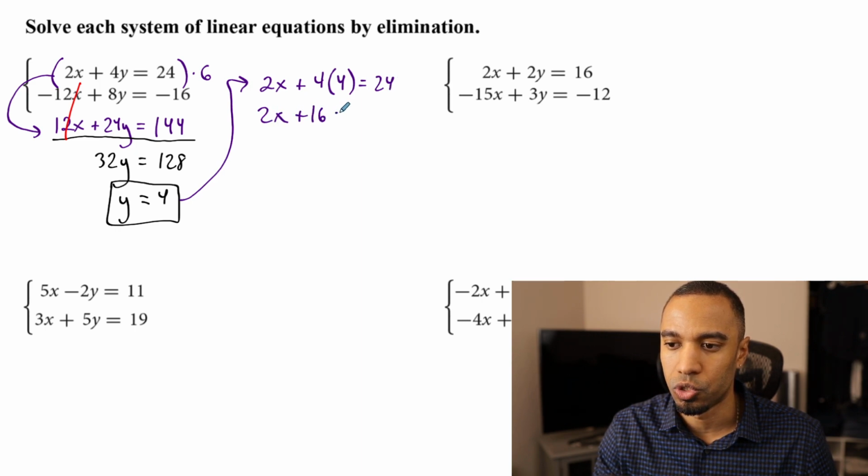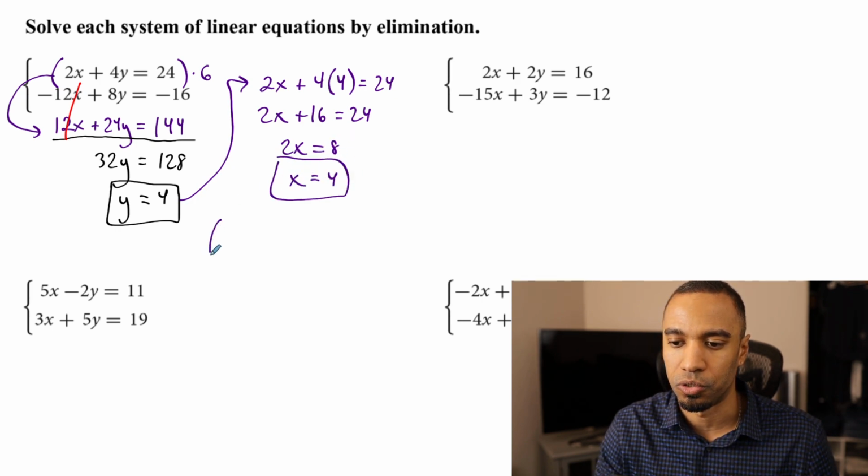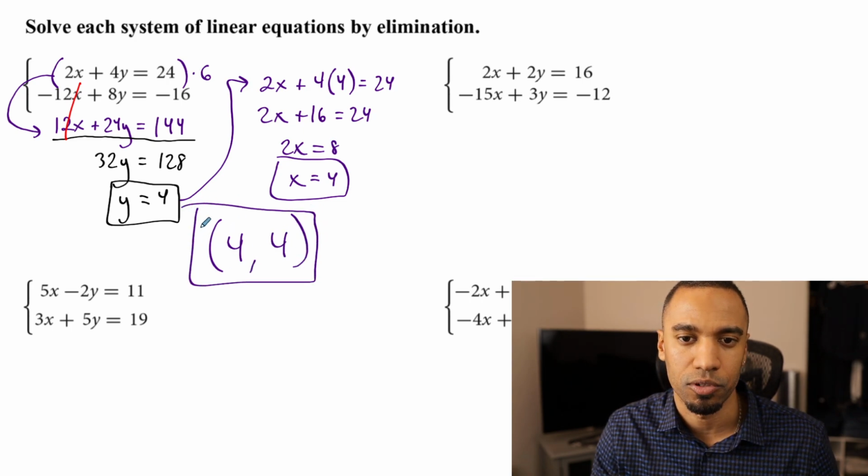2x plus 16 equals 24. Subtract 16 from both sides. 2x equals 8. Divide both sides by 2, x equals 4. And we're going to go ahead and get our solution set of (4, 4). That's for the first problem up there in the top left corner.